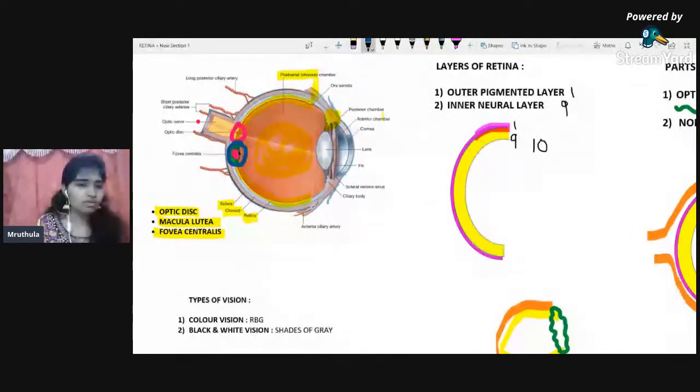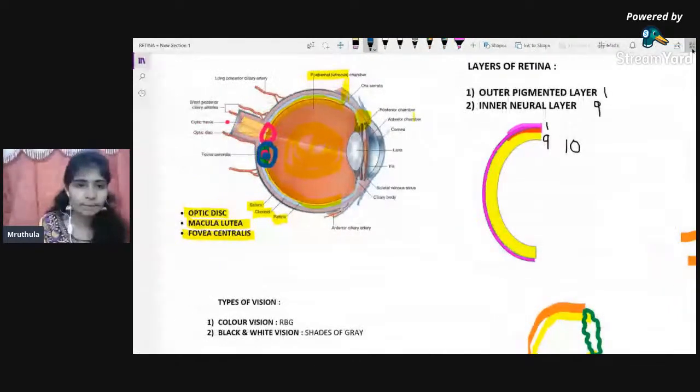And one more thing I'll mention now. The cones are the photoreceptor cells mainly meant for bright light or color vision. Those are concentrated in the fovea centralis. Keep that in mind. In a short while, we will see them in detail.